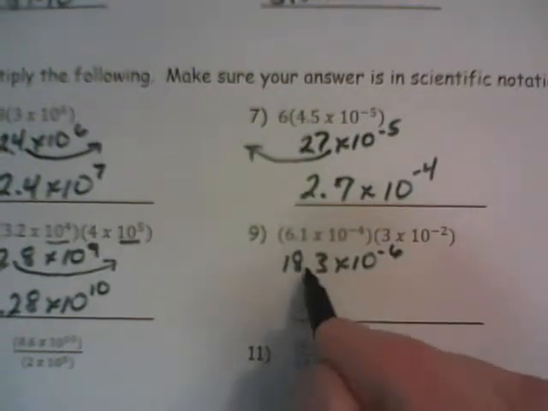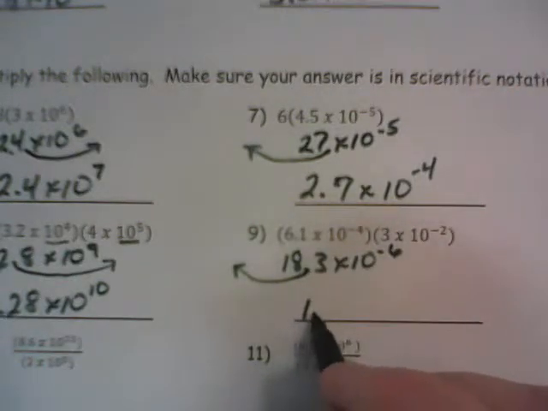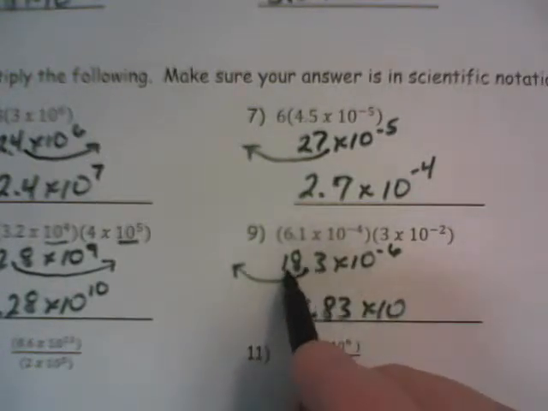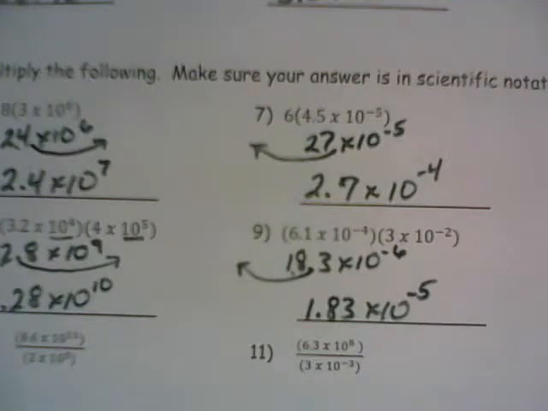So this means to take this decimal and move it 6 spaces to the left. But if we put the decimal where we want it, which is between the 1 and the 8, well then we'd only need to move it 5 spaces to the left. So it's going to be times 10 to the negative 5th.